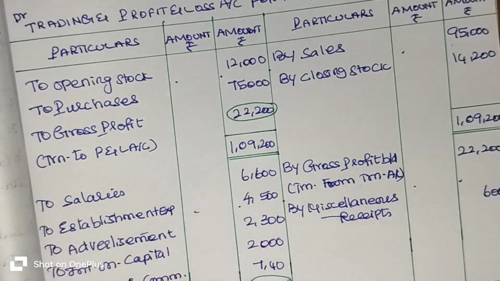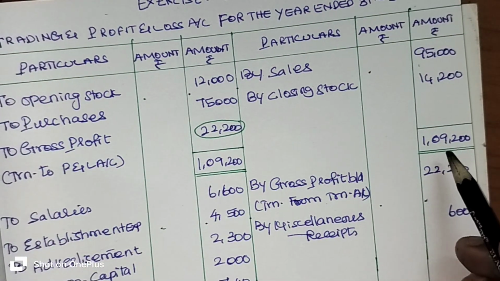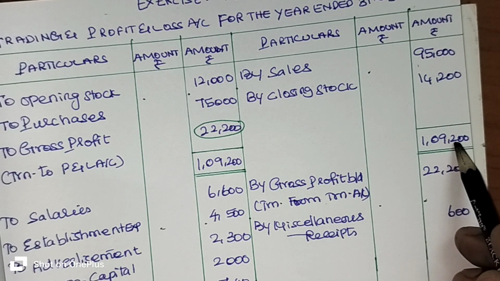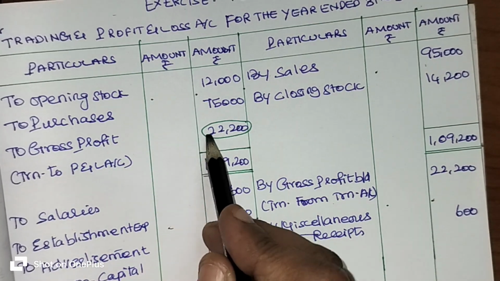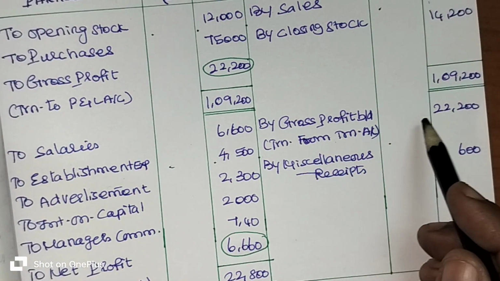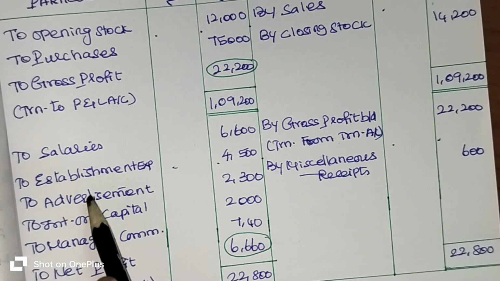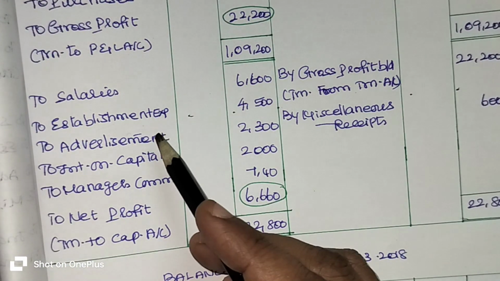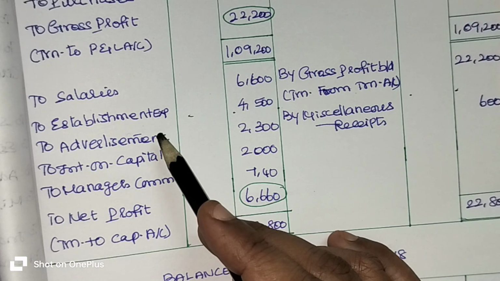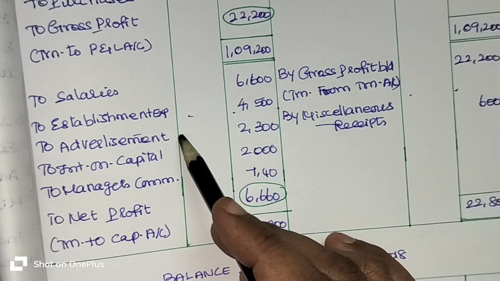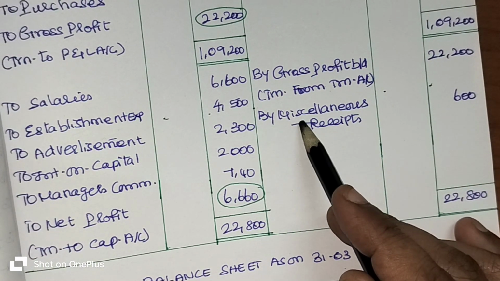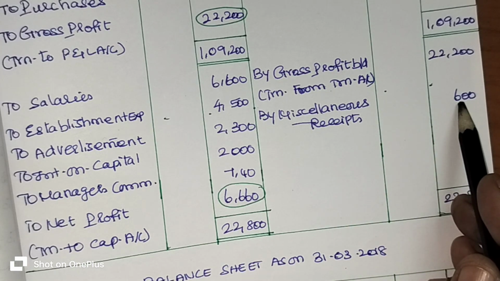Then the credit side has the higher amount, that is total 1,09,200. So for the debit side we have the gross profit 22,200. We transfer the gross profit into the profit and loss account, credit side 22,200. Salaries, establishment expenses, advertisement as usual we post on debit side of the profit and loss account, all the expenses, and on credit side the indirect income, that means miscellaneous receipt 600 is entered.